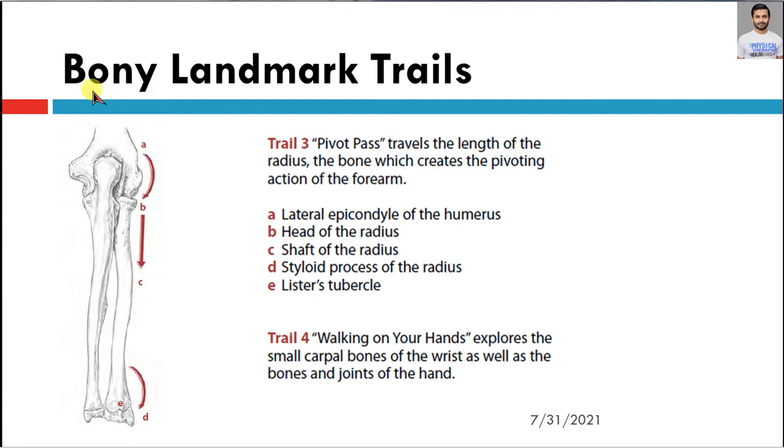So the lateral epicondyle, the head of the humerus, then the shaft of the humerus, it's a bit curved, and then the styloid process and the Lister's tubercle. The styloid process of the radius is larger than the styloid process of the ulna.